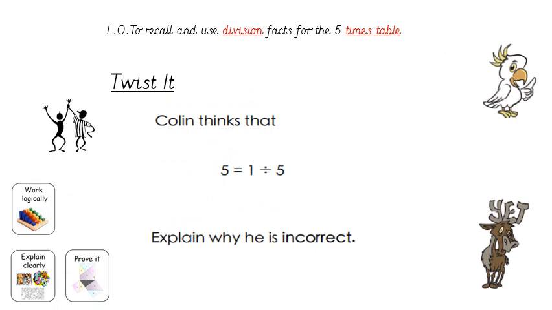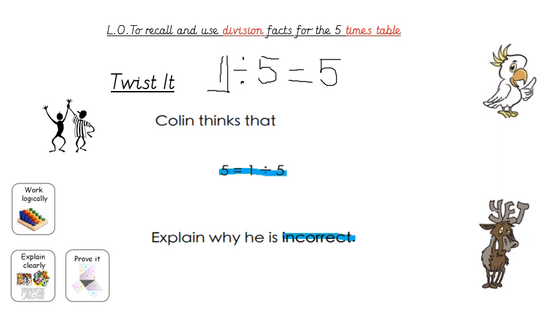So here's a twist it. Let's have a look. Colin thinks that 5 equals 1 divided by 5. So 1 divided by 5, he thinks it's 5. Explain why he is incorrect. So let's have a look at this number sentence. So I'm going to write it this way around just because it can help us. And let's see if we can work the answer out.